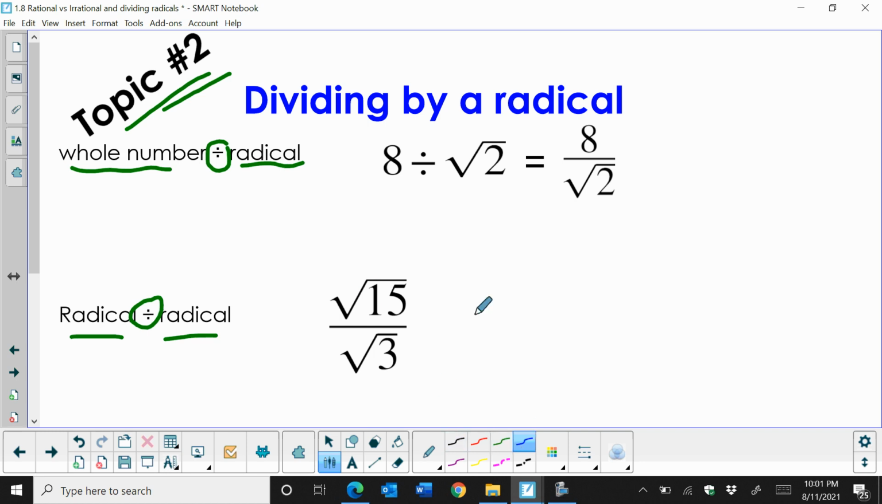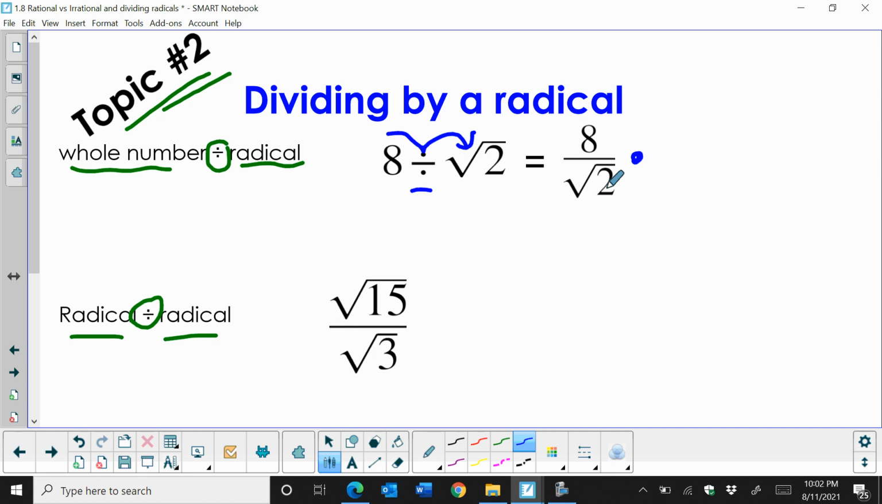So let's look at this first one. If you have 8 divided by root 2, we can write it like this with a division, but typically you're going to see it as a fraction, but they mean the same thing. Now, when you have a radical on the bottom, that's an irrational number in the denominator. And because it's irrational, we can't leave it down there. So what we're going to do is we're going to rationalize this fraction. So it's actually called rationalizing.